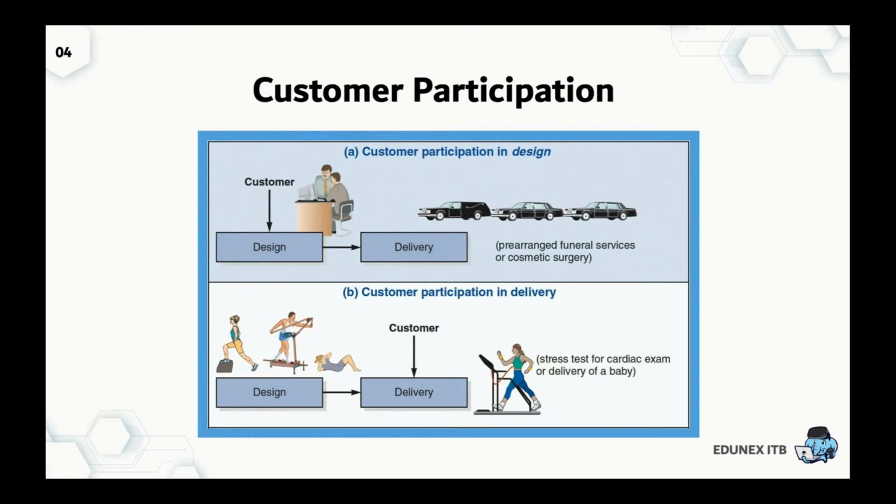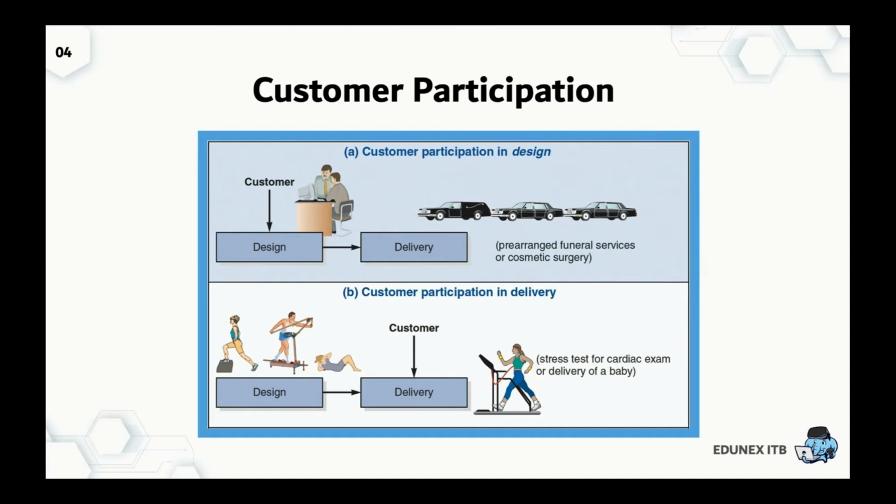Customers participate in several touch points. For example, as illustrated in section A in this figure, customers participate in the design of the service itself. So they discuss with the designer, and after that, for example, determine the color, the shape, and so on, and then continue to the delivery of the service itself.